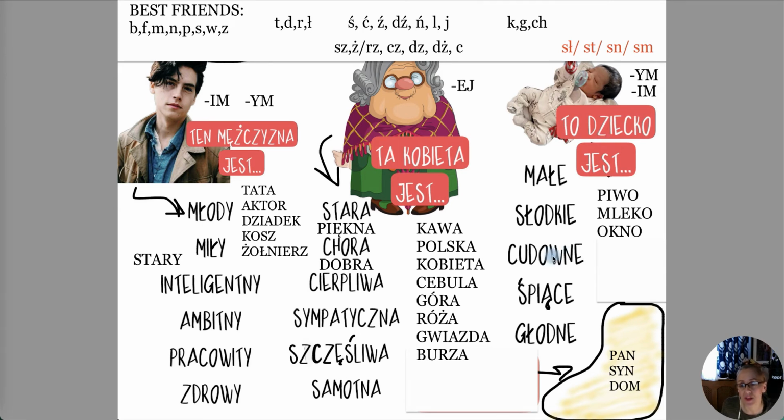So if you are thinking about sweet milk, you would say myślę o słodkim. Right, we already have the e here, so we don't need that. These are the endings, but we already have i here, so just drop e, add m, and we've got słodkim mleko, right? So that's the example for the neuter noun.